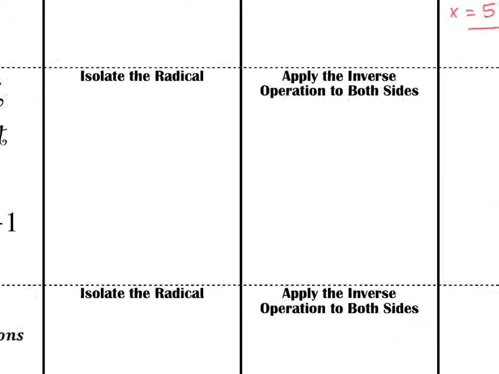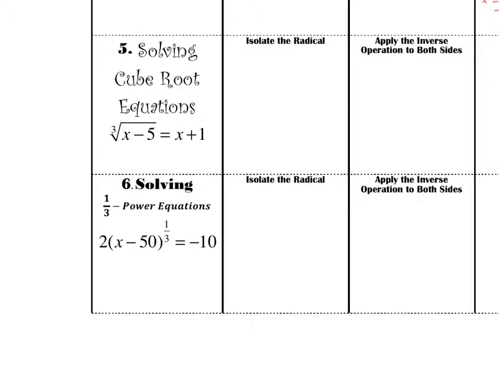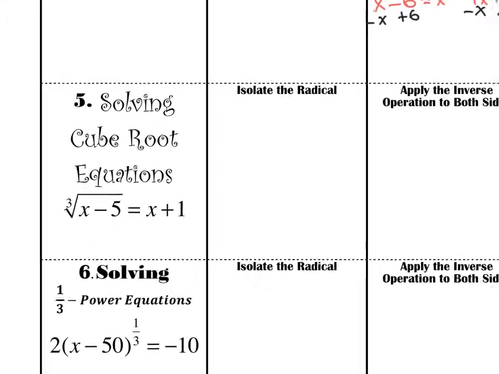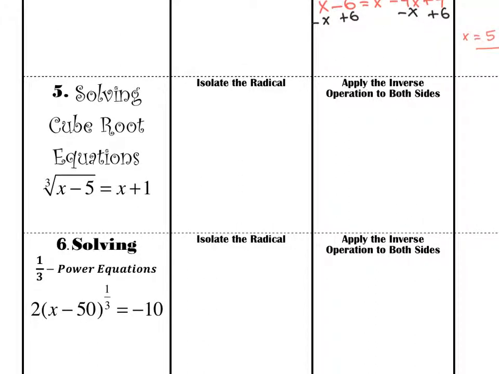Now let's move on to number 5 and 6, and these are cube roots, okay? So in order to get rid of the cube root, I need to isolate it first, which is the case in number 5. The cube root is by itself, so I need to move everything to one side of the equation.